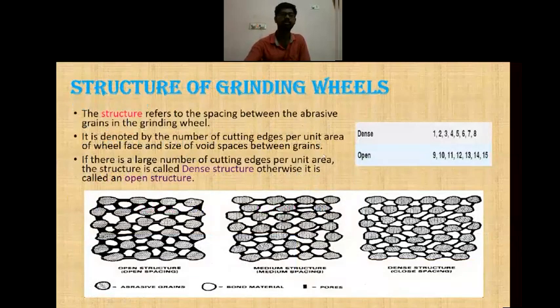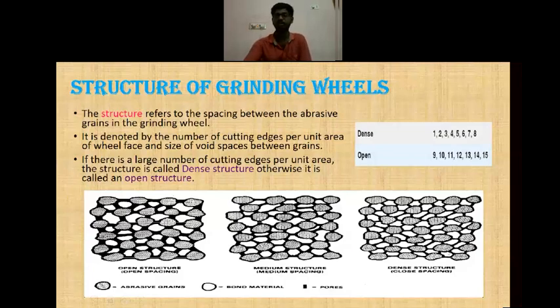And structure of grinding wheels. The structure refers to the spacing between the abrasive grains in the grinding wheel. Generally, if there is more space between the abrasive and the bond material, then it will be called an open structure. If you look at those images, you can clearly see a lot of space between the bond and the abrasive material. Hence, it is called open structure.